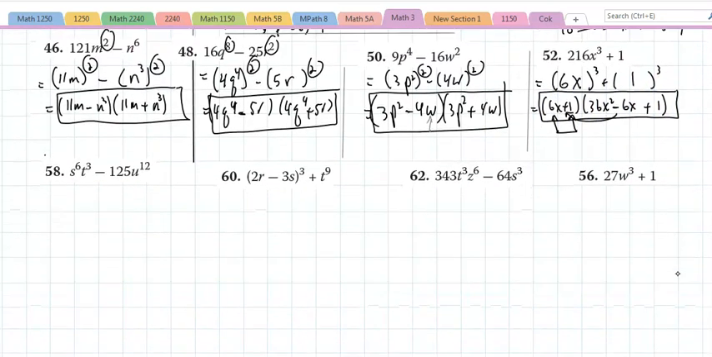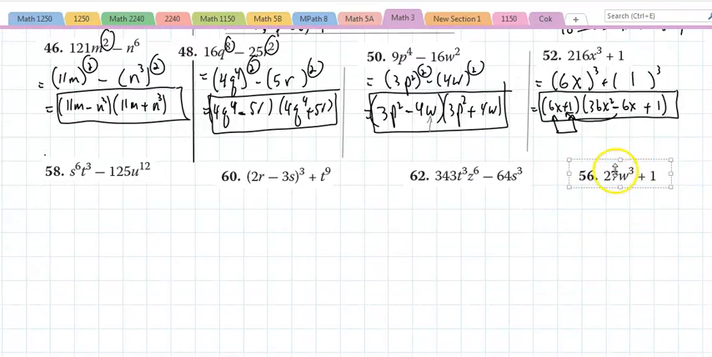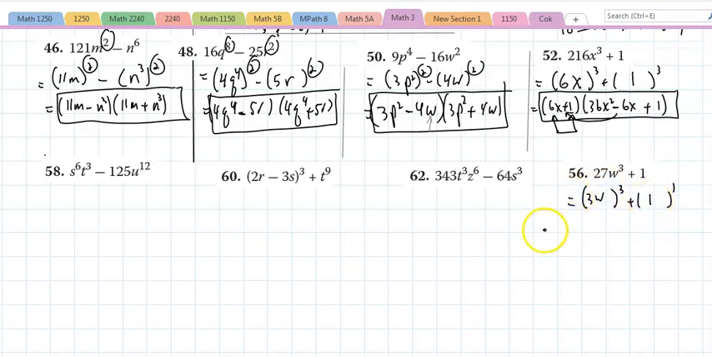I get to number 56, which was supposed to be next. Let's do that next. And on 56, the same deal. Let's see. What do you raise to the third power to get 27? 3w, and a 1. And you would write them without those cubes, the 3w plus 1 as you see it. You square the first, 9w squared. You square the last, and you multiply those. That's 3w. The last is always positive. This is always the opposite of that. That's my answer.